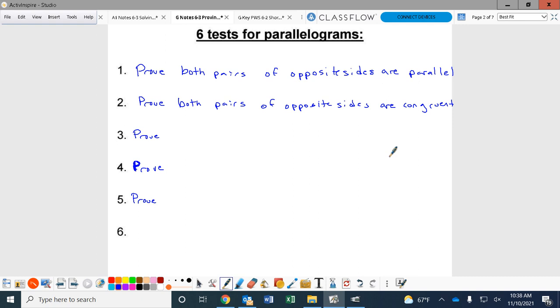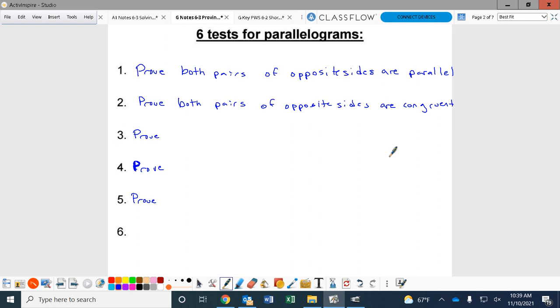Now, it could be more. It could be a rectangle, could be a square, could be more things. Rhombus, rectangle, rhombus, square, any of those. Those all work. But you can't prove that unless we have something else. To prove it's a parallelogram, that's all you need.